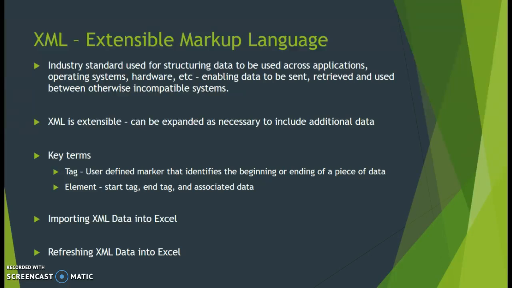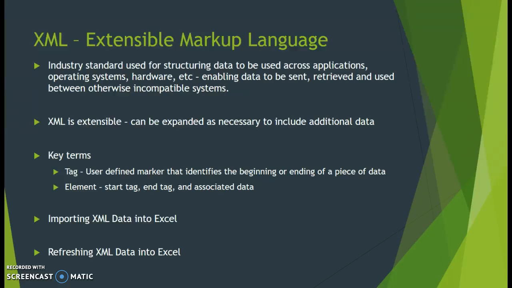When you look at an XML file, there are a couple of things that we want to focus on. Simply, it's a file that's comprised of tags and elements. A tag is basically a user-defined marker that identifies the beginning or ending of a piece of data. And if any of you have ever worked with web page development dealing with HTML, the markup for XML is very similar to that, in the sense that it uses these HTML-like tags to identify the beginning and ending of your data.